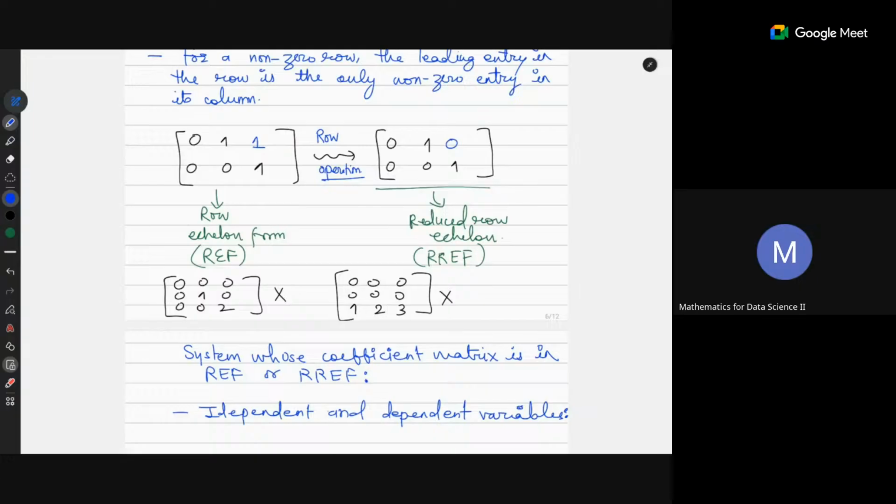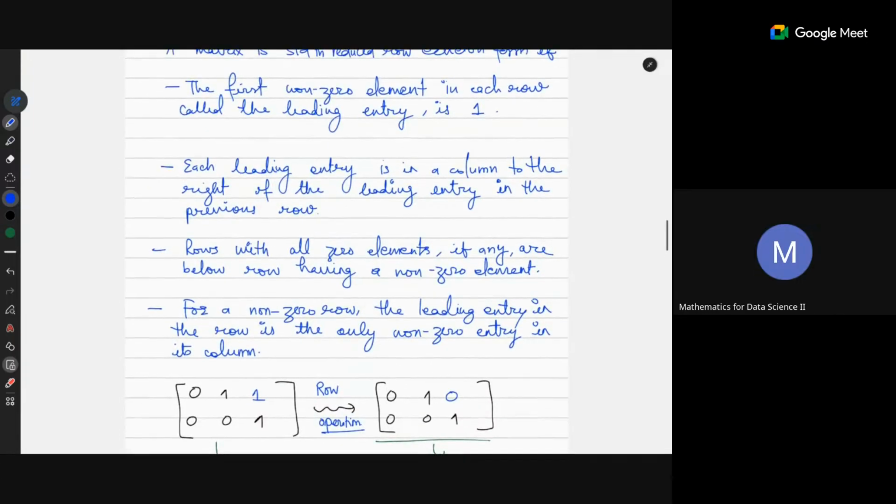Shelly, you may ask your question. Sir, in RREF, should all the leading entries be 1? Yes. RREF is a row echelon form with one more condition added. So every matrix in RREF is already in REF form. The rest of the conditions are the same, except one more condition added to it.